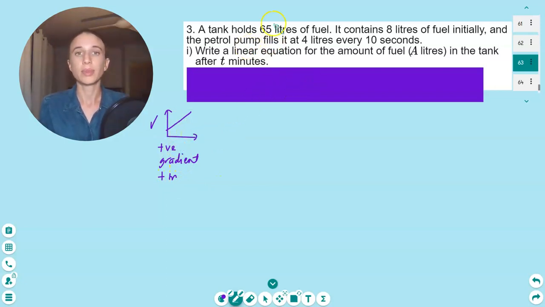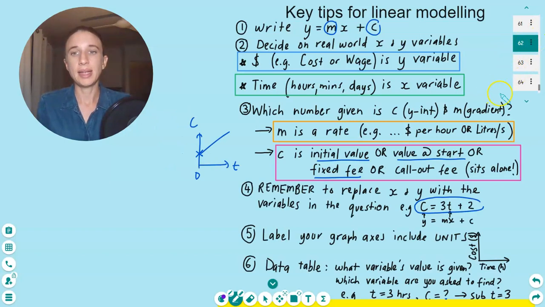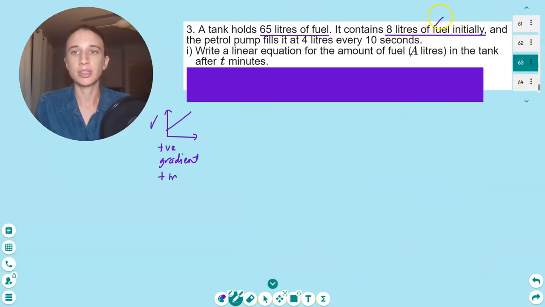It's pretty important. So it says write a linear equation for the amount of the fuel in the tank after t minutes. Now, another thing, let's underline some keywords first. A tank holds 65 litres of fuel. It contains 8 litres of fuel initially. Now, I know that the word initially means the y-intercept. Initial means the y-intercept, so that's a hint there. And the petrol pump fills it at 4 litres every 10 seconds. Now that is a key to look at the gradient, because that is a rate.